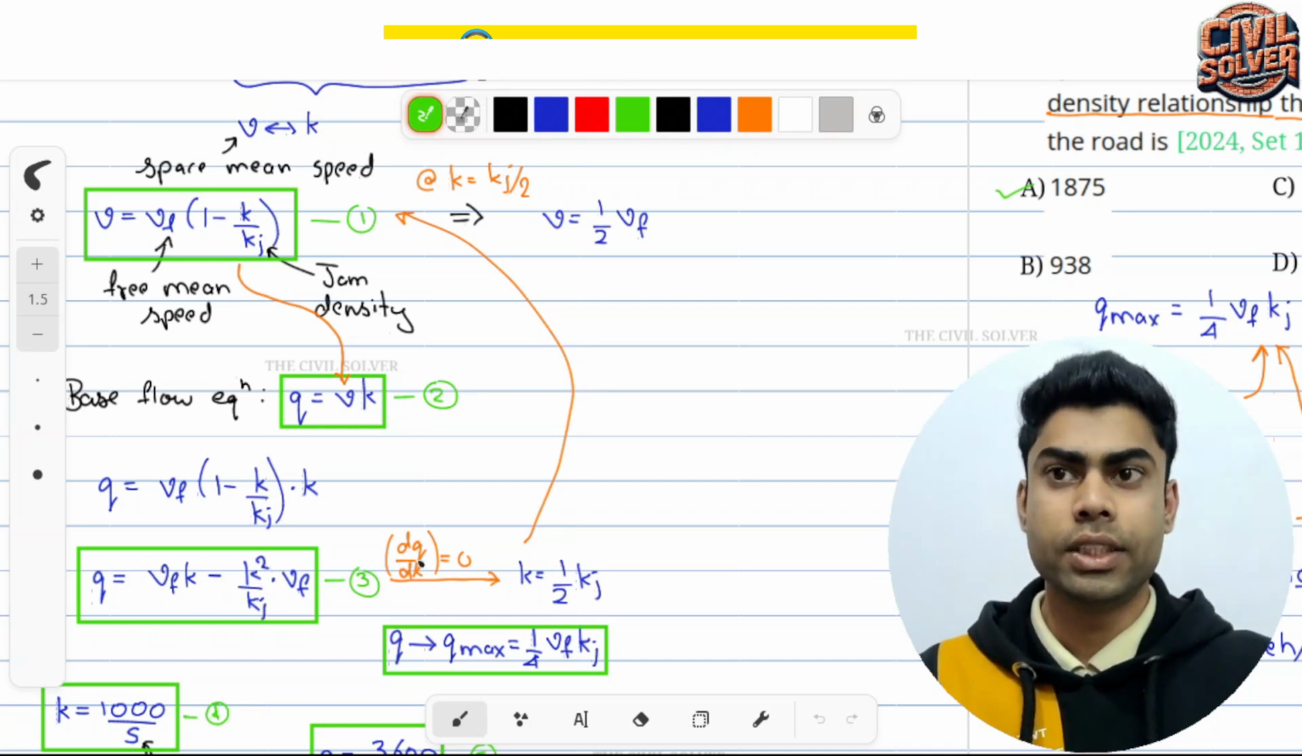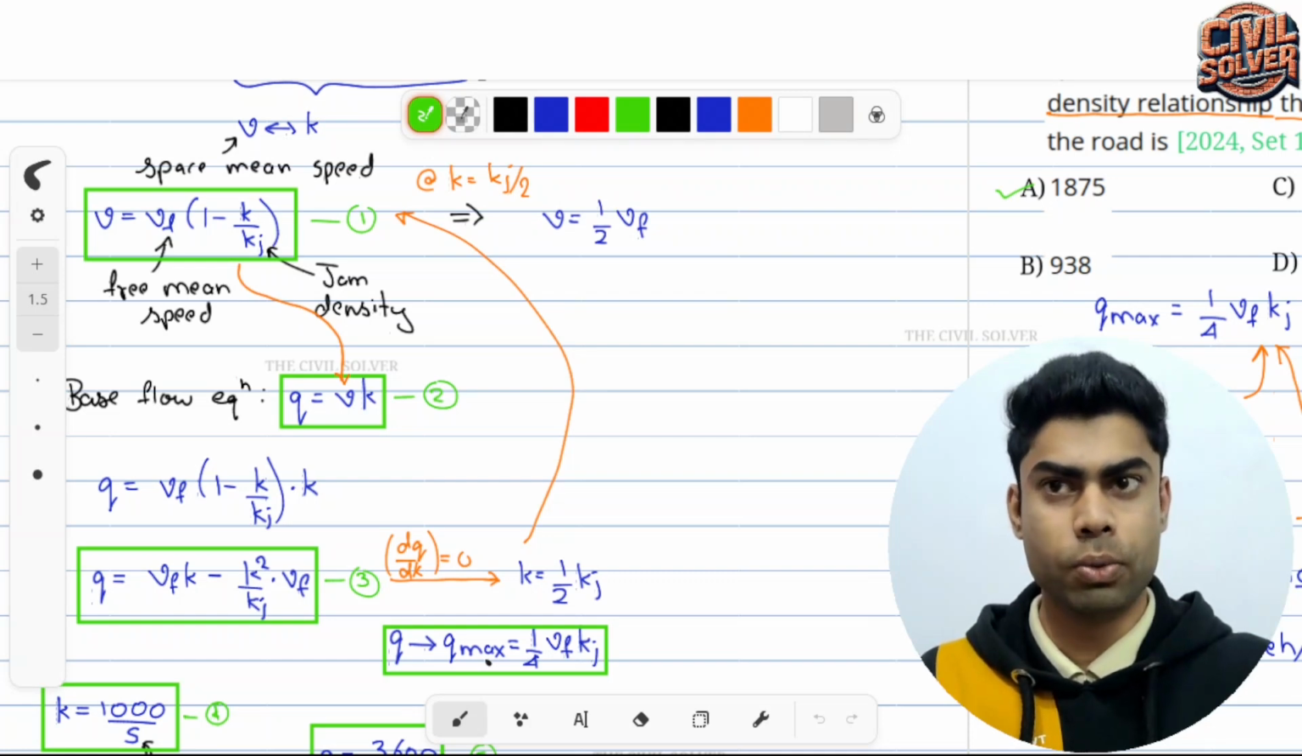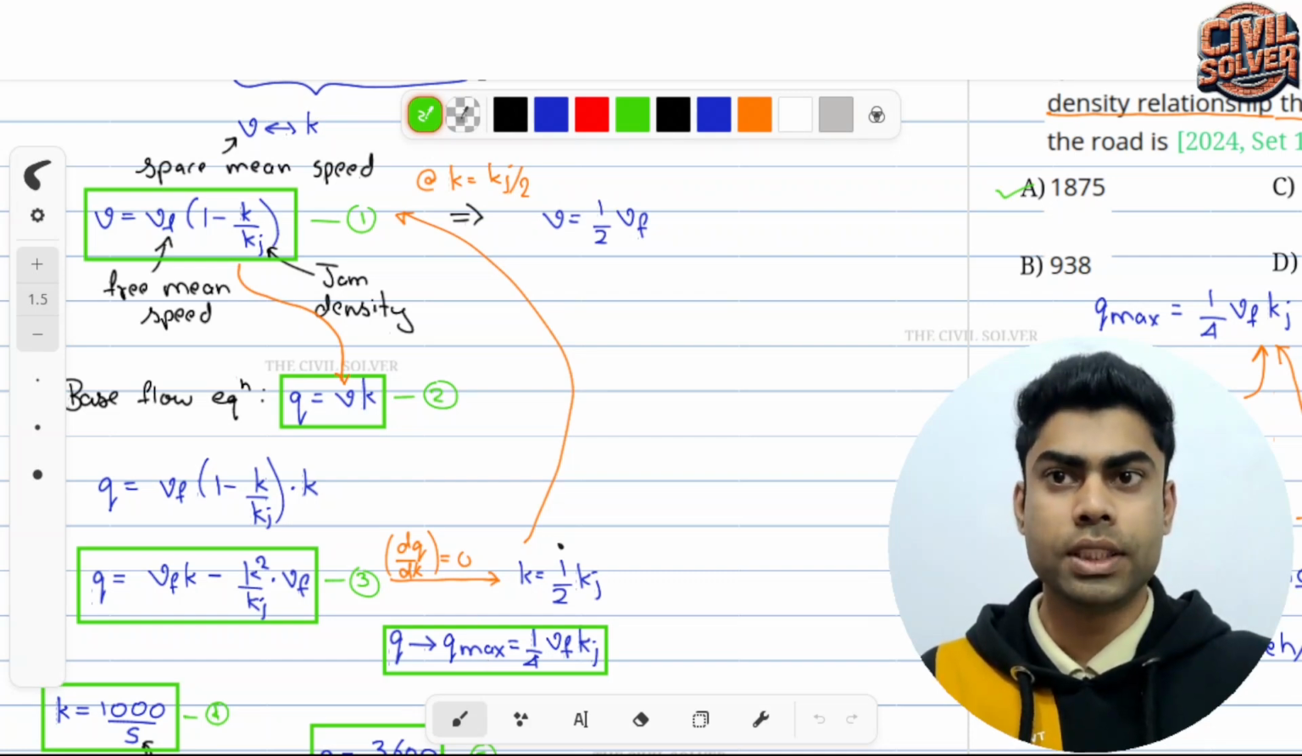And when we differentiate this flow with respect to density, we get density is equal to half of Kj. And at this density, the flow is simply Qmax, that is the maximum flow possible, and it is equal to 1 by 4 Vf Kj. And this Qmax is also known as the capacity of the road. Also, if we put this density K equal to half Kj into equation 1, we will get a velocity, or you can call the speed, as half of Vf.